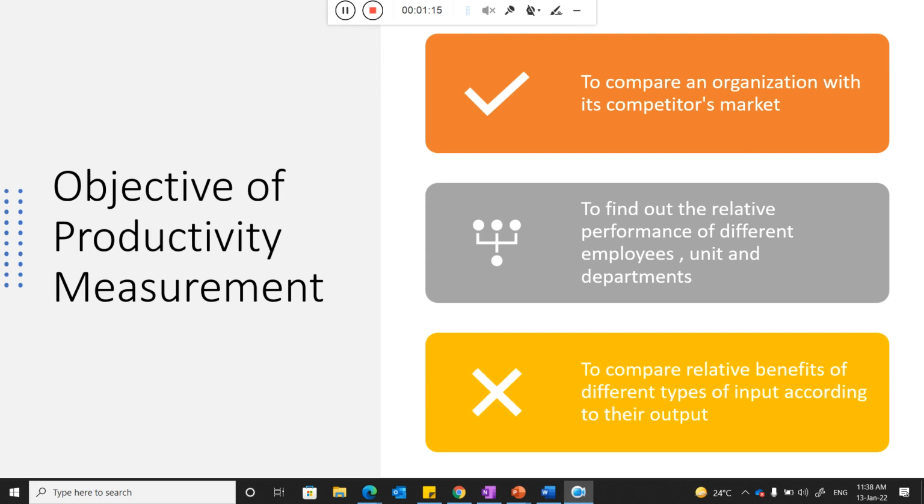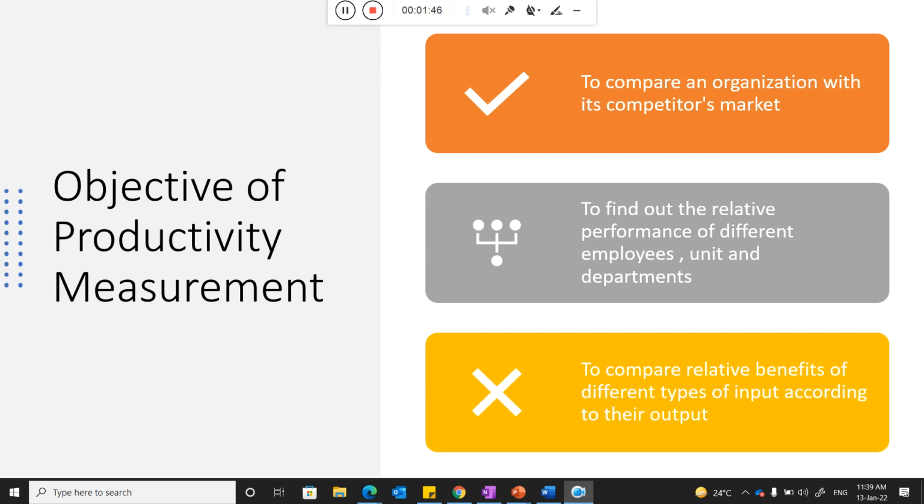So you can measure the performance of different employees as well as different departments. Suppose there is a purchasing department, production department, HR department, how will you measure the productivity of those departments? If you are able to measure the productivity of those departments, then you can easily compare which one is the best, and compare the benefit of the different types of input according to their output.